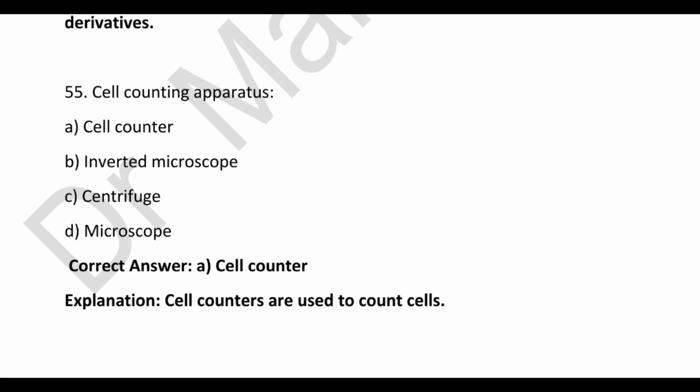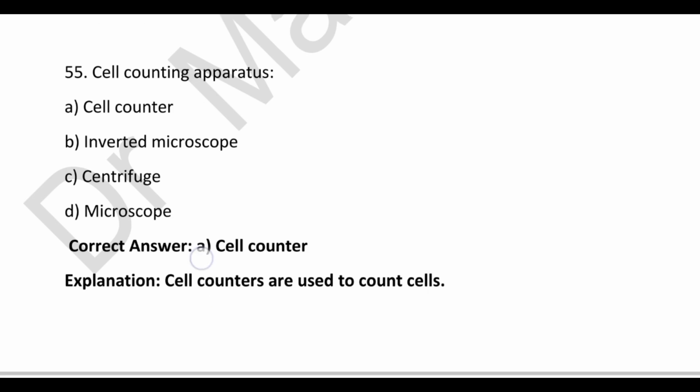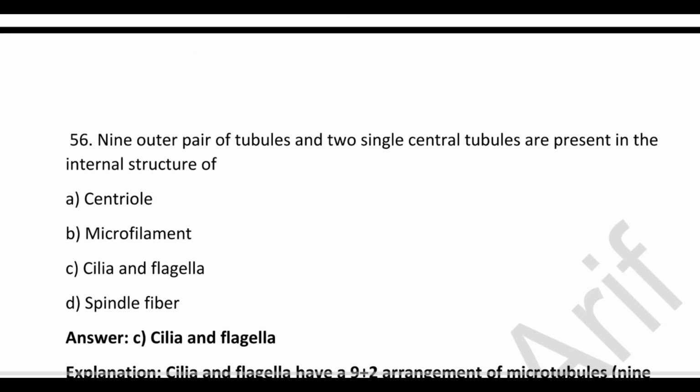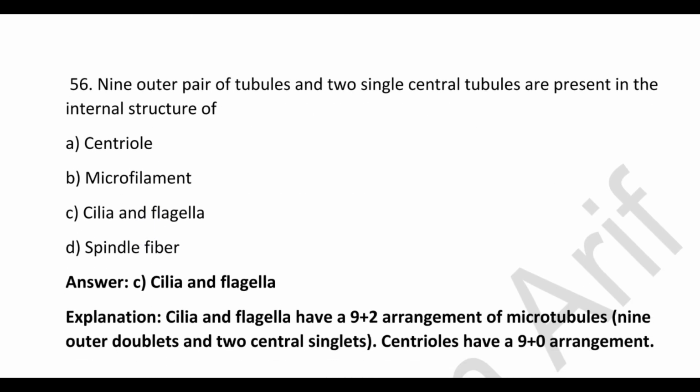Cell counting apparatus is cell counter, that is option A. Cell counters are used to count the cells. 9 outer pair of tubules and 2 single central tubules are present in the internal structure of. Correct answer is option C, that is cilia and flagella.